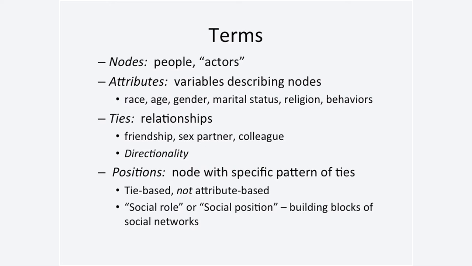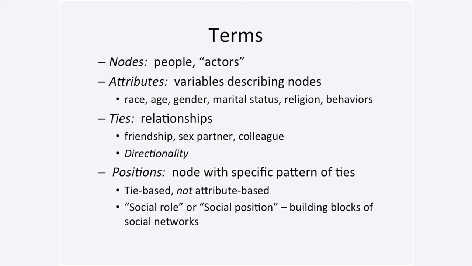So let me just give you some of the vocabulary we use. Nodes are people, or actors. These are the circles or the dots that you'll see in network visuals. They can also be places, so you could do a network of different community-based organizations and how they're connected to each other. Attributes are the variables that describe nodes. This can be things like, in the United States, race, age, gender, marital status. Here we give attributes of religion and other behaviors.